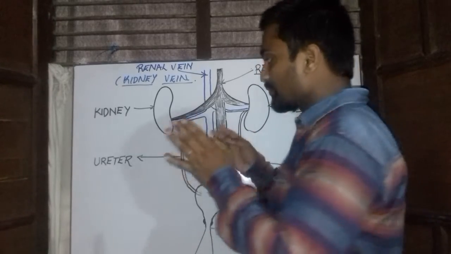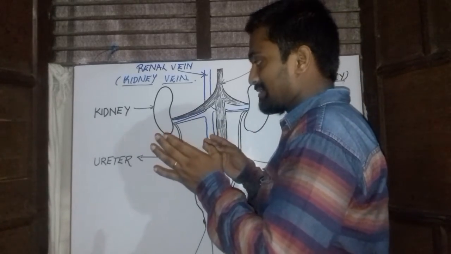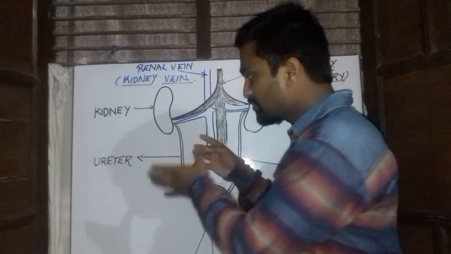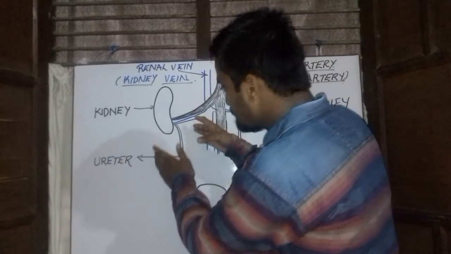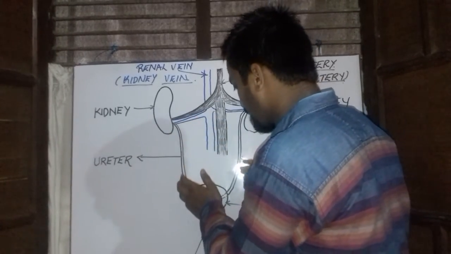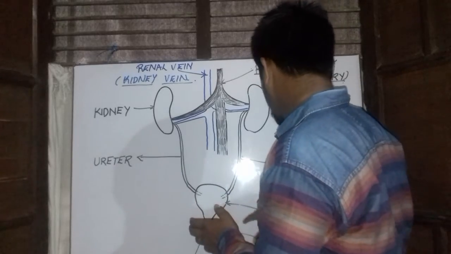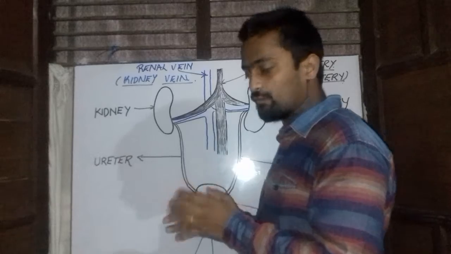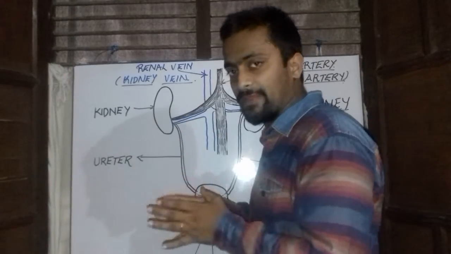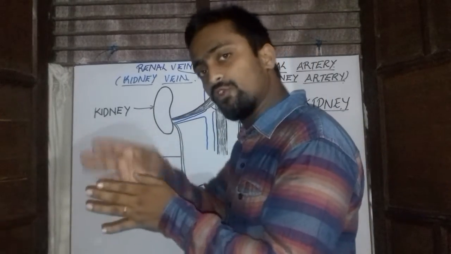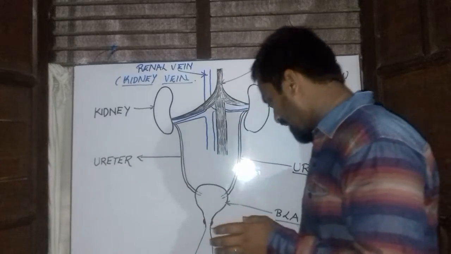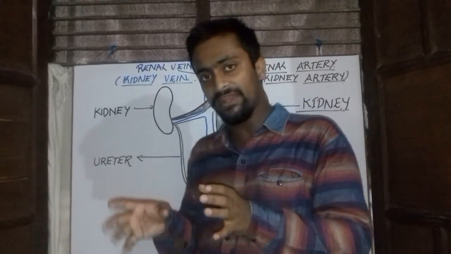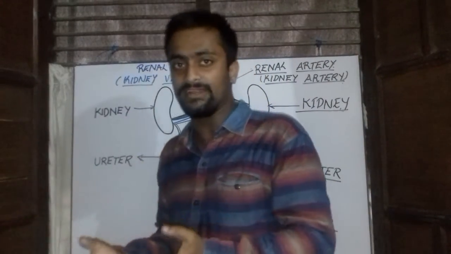So the next is the ureter. This ureter brings the urine and collects it in the bladder. This bladder is a pouch-like structure which stores the urine for some time until we go to the toilet. And this is the urethra, the opening through which the urine is released.